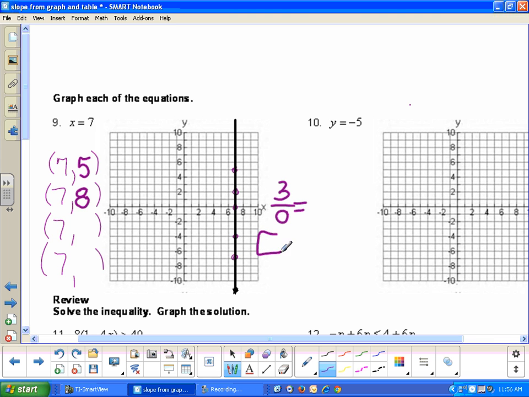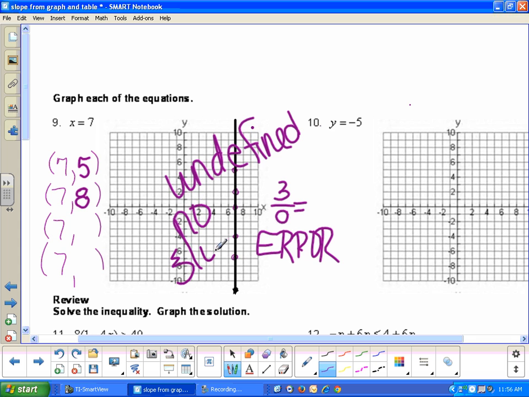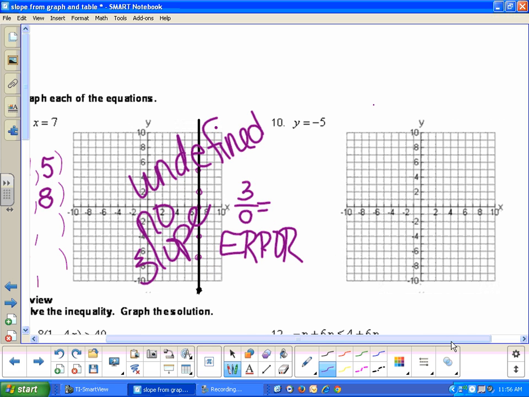Error. This vertical line, undefined. No slope. You have got to remember that. Undefined, no slope.